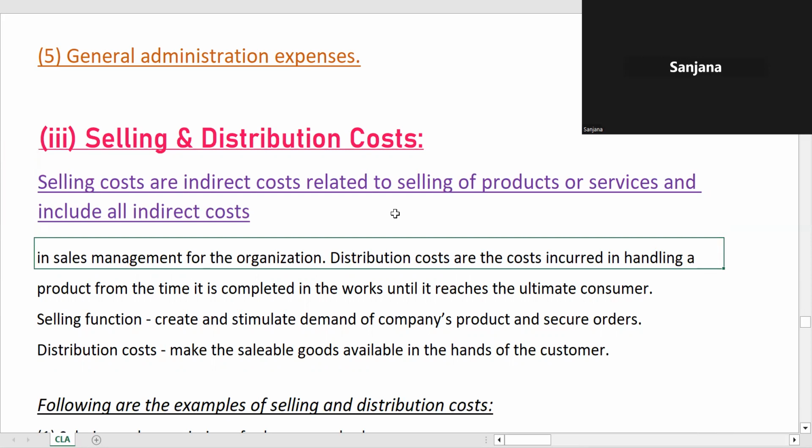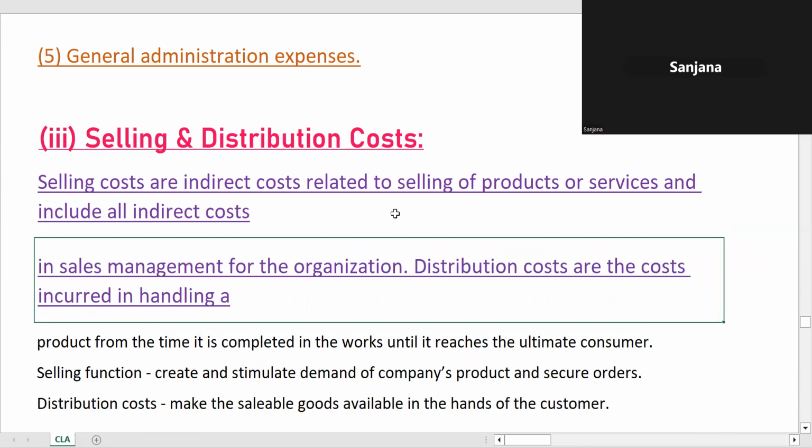and includes indirect costs in sales management for the organization. There's a difference between selling and distribution. Selling is all advertisement and anything you do for better selling of the products of your company. Distribution is just to take the finished product from the factory and deliver it to the warehouse or any other seller's location, or to any customer directly. Distribution is only delivering of finished products to the end customer. End customer can be your wholesaler also, whatever.